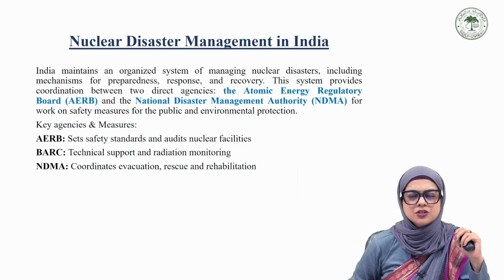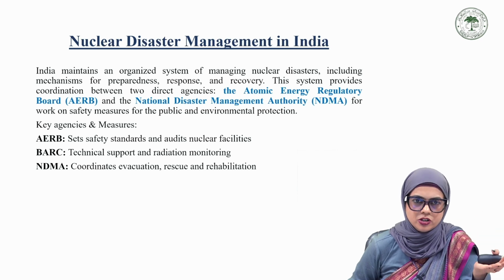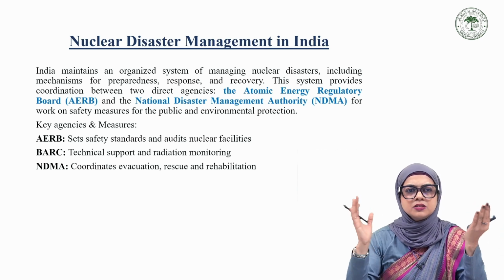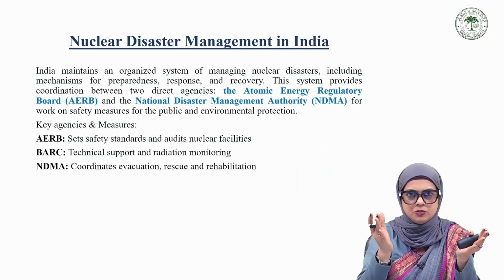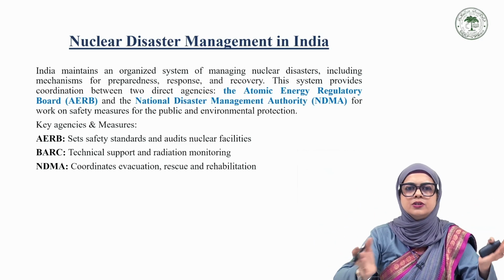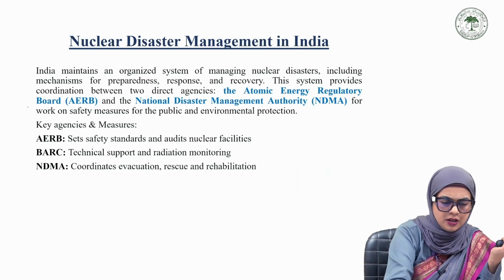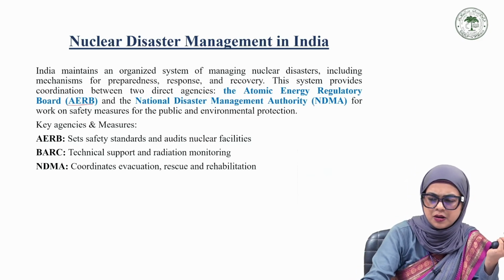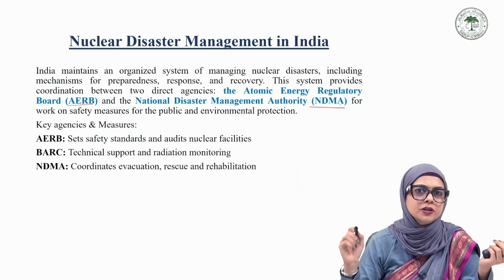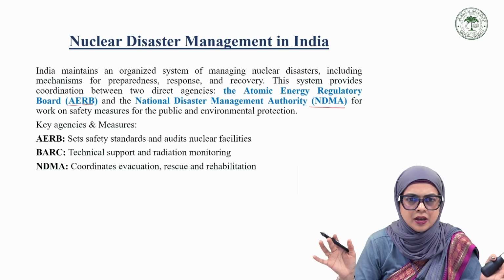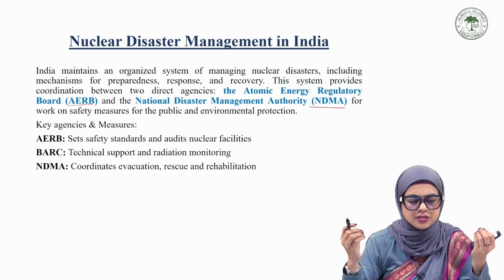The nuclear disaster management in India, how it is being managed. You have to understand that the system provides a coordination between two agencies. First is the Atomic Energy Regulatory Board, that is AERB. This is the first body, and the second body is the National Disaster Management Authority, which is NDMA. Now, these are the key agencies and the measures.